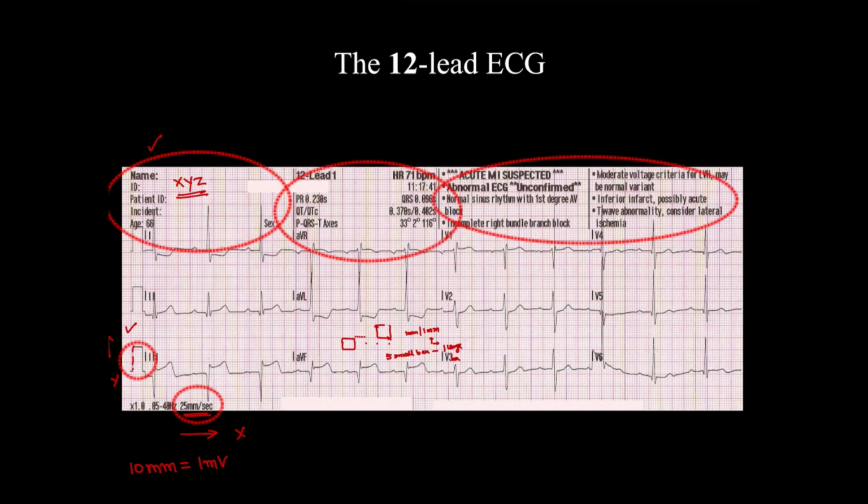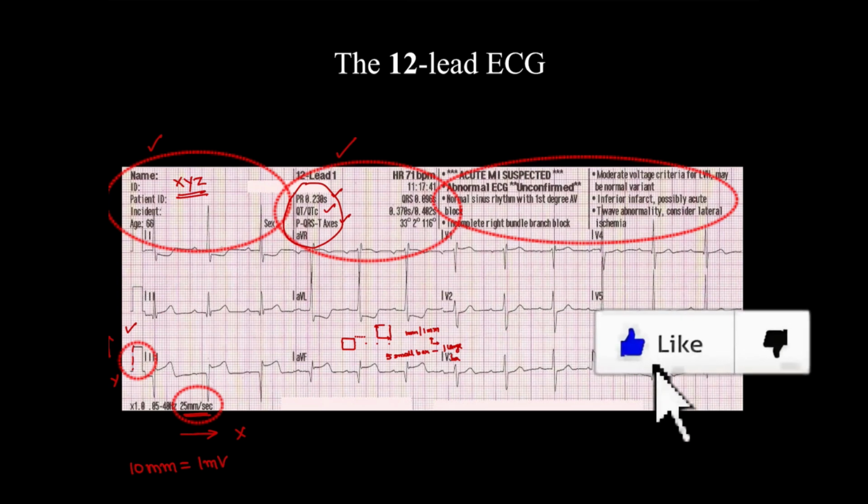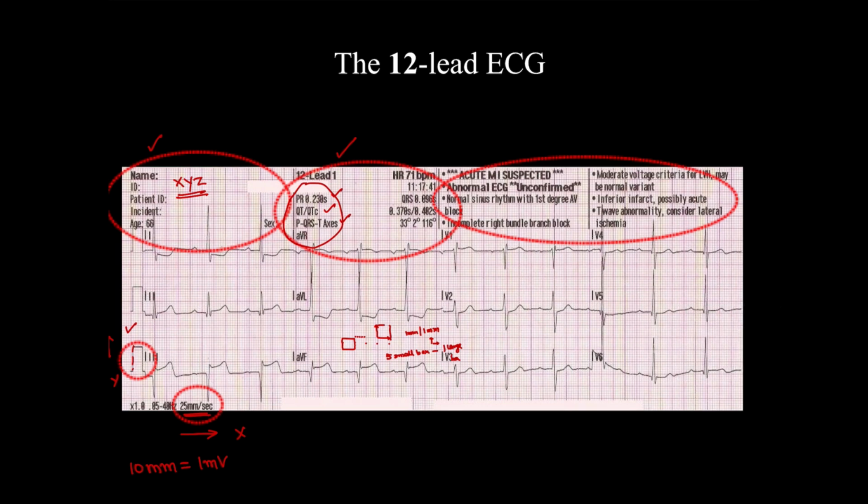After the calibration, there is an area which tells us about the intervals of the ECG trace. It tells us about the PR interval, the QT interval, the QRS axis, etc. So the machine calculates various intervals through its algorithm. You'll see what those intervals mean and what they are about. Just be aware that there is an area which calculates the intervals. There is also an area which interprets the ECG based on machine algorithm.